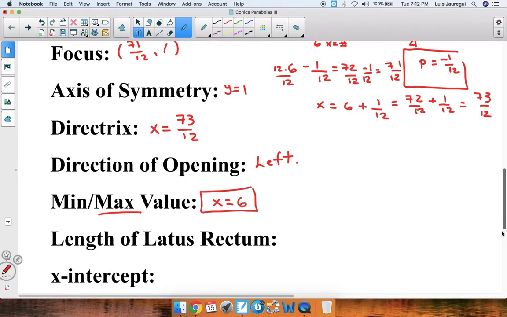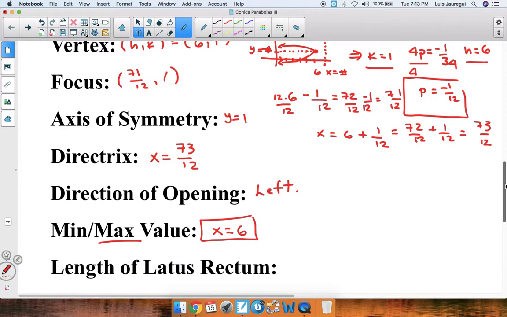The next thing we have to find out is the length of the latus rectum. Recall that the latus rectum is the focal chord that happens to be perpendicular to your axis of symmetry. So here's our axis of symmetry, and here's our focus. The chord that we're interested in is this particular chord. That's called the latus rectum. Now, based on the information, we know that the focus will have coordinate (71/12, 1). So we want the distance from this point over here to this other point over here.